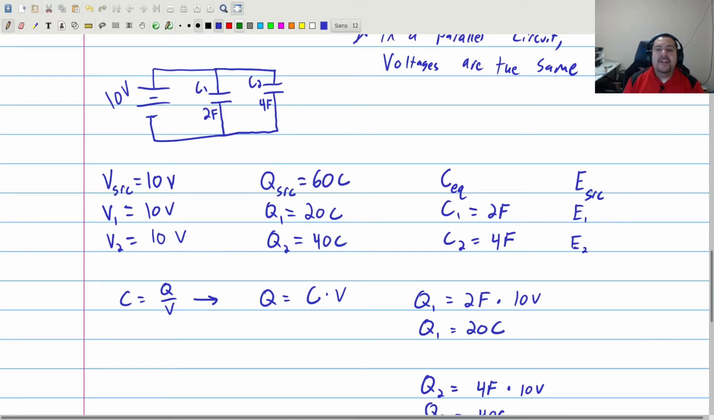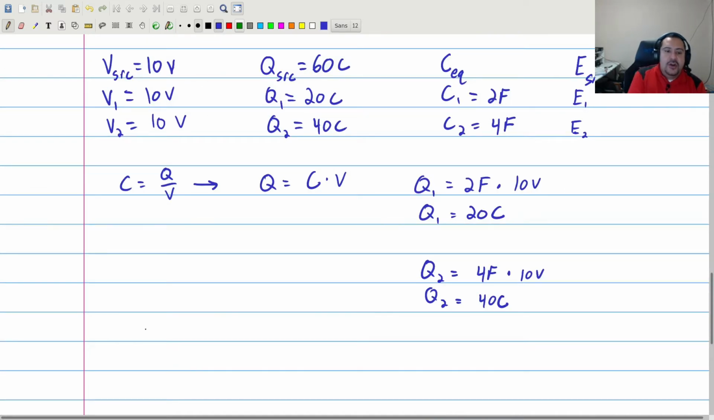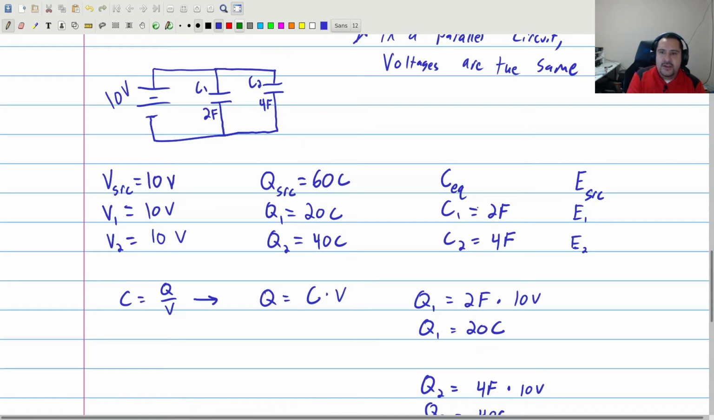Now that we have that, we can find the equivalent capacitance of this circuit, CEQ. And CEQ happens to be, well, we can just use V of the source and Q of the source to find it. So CEQ is equal to Q of the source divided by V of the source. And the total amount of charge there is 60 coulombs divided by 10 volts. The equivalent capacitance is 6 farads. So I go back up here and I fill in CEQ is equal to 6 farads.